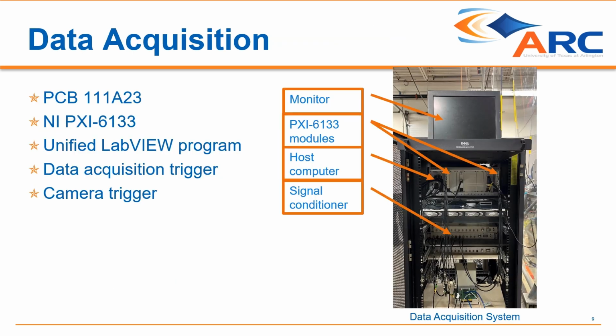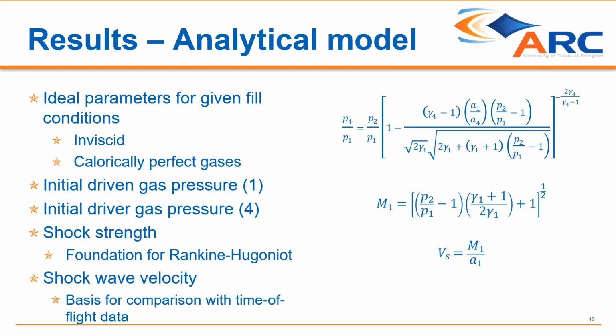For our data acquisition, we developed a unified LabVIEW program which allows us to precisely time the Schlieren recording and the pressure data acquisition with the quick impulse of the experiment. Given the initial driven and driver pressures from our transducers in the shock tube, we are then able to calculate our shock strength ratio shown here, which is fundamental for our normal shockwave relations shown below, giving us our theoretical shockwave velocity.